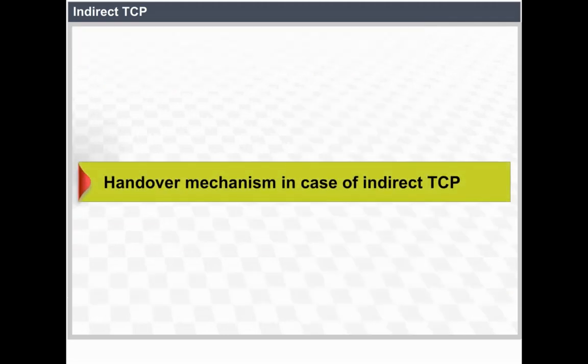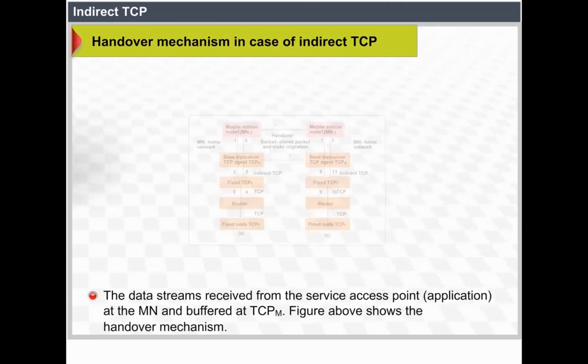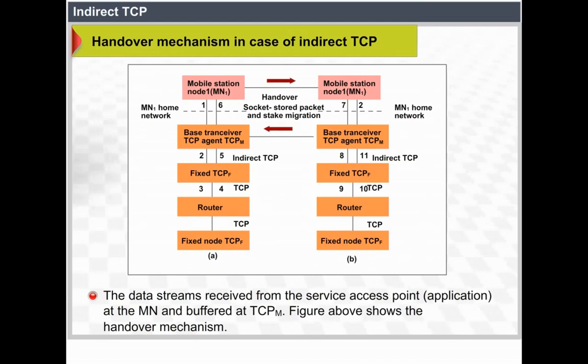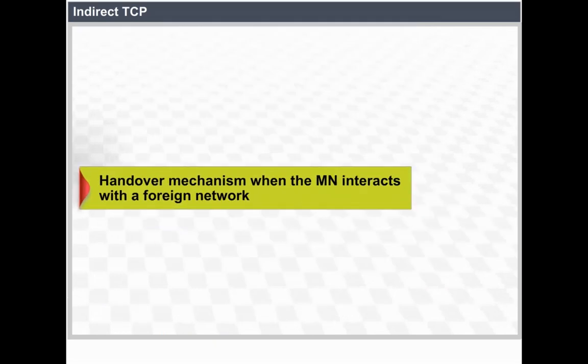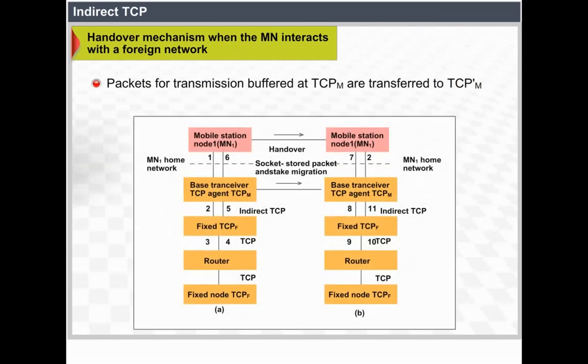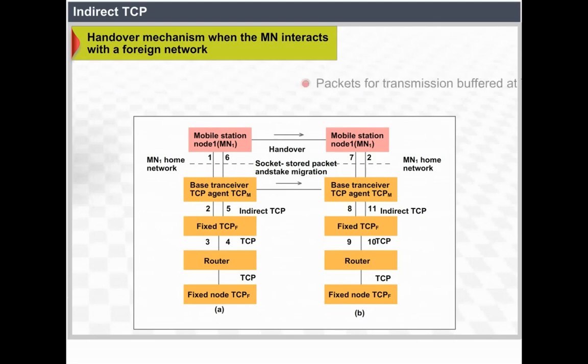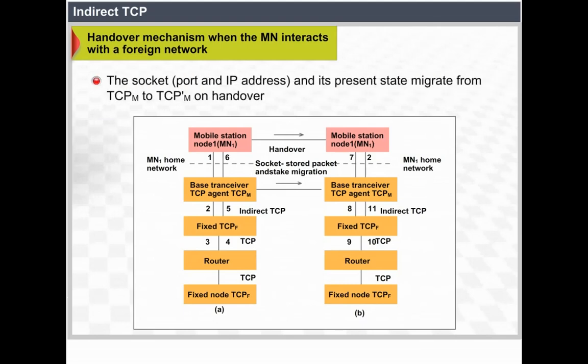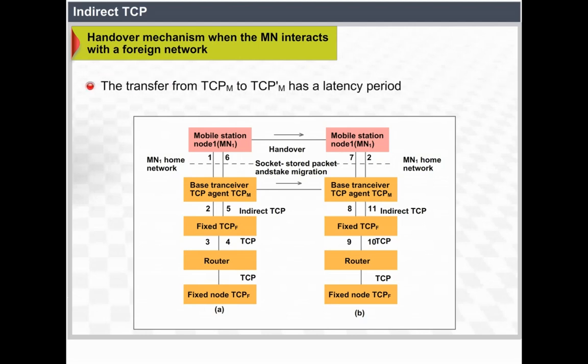Handover mechanism in case of indirect TCP. The data streams received from the service access point application at the MN are buffered at TCP-M. The figure above shows the handover mechanism when the MN visits a foreign network. Packets for transmission buffered at TCP-M are transferred to the new TCP-M. On handover, the socket, port and IP address and its present state migrate from the old TCP-M to the new TCP-M. The transfer from TCP-M to TCP-M has a latency period.